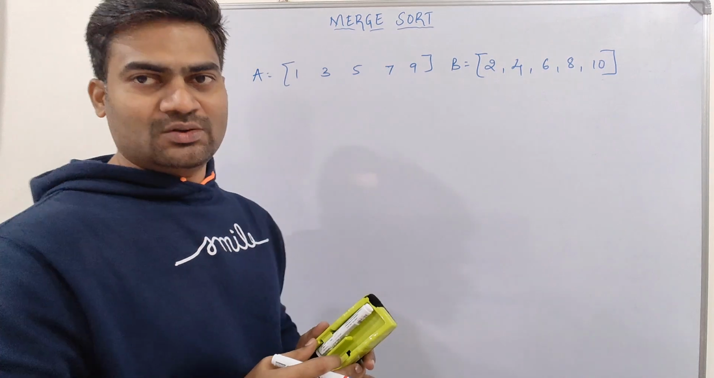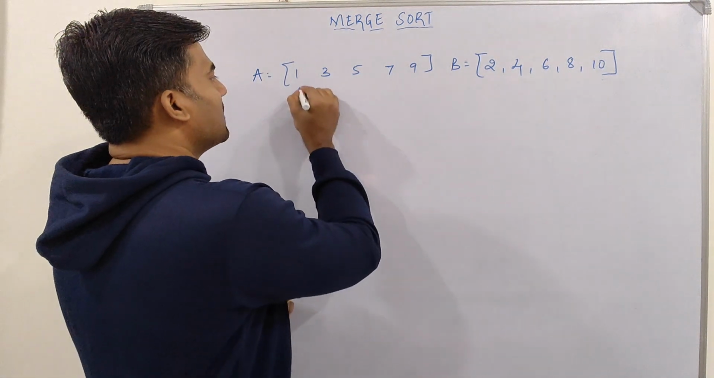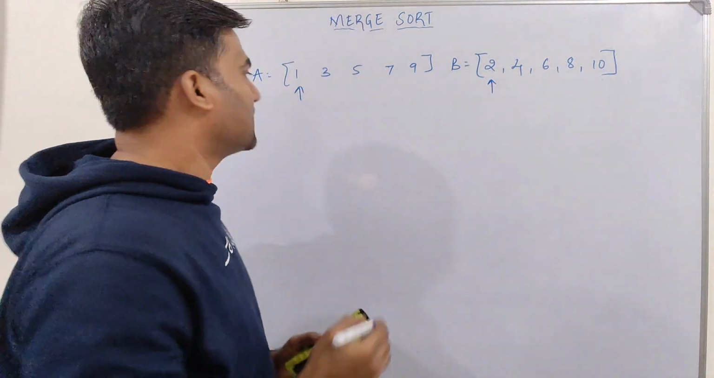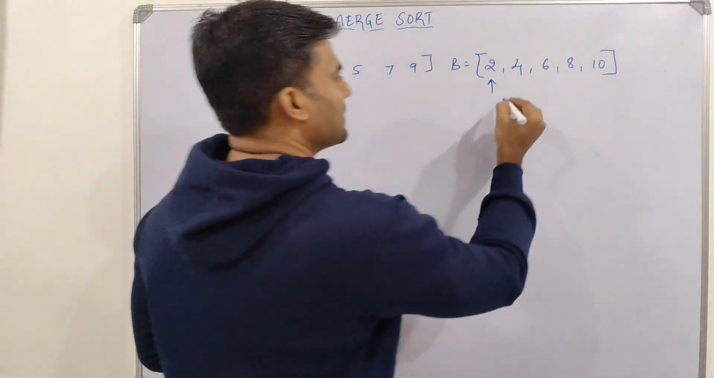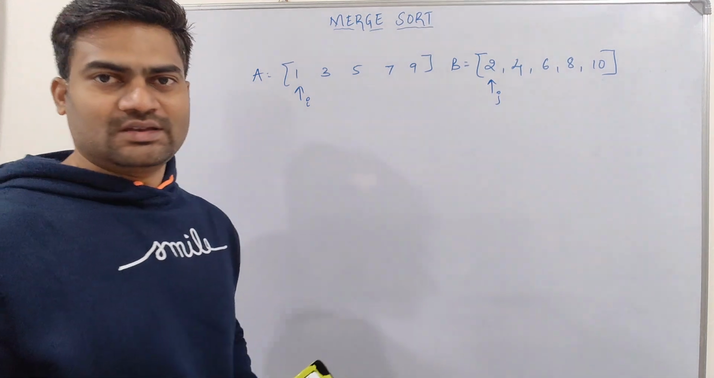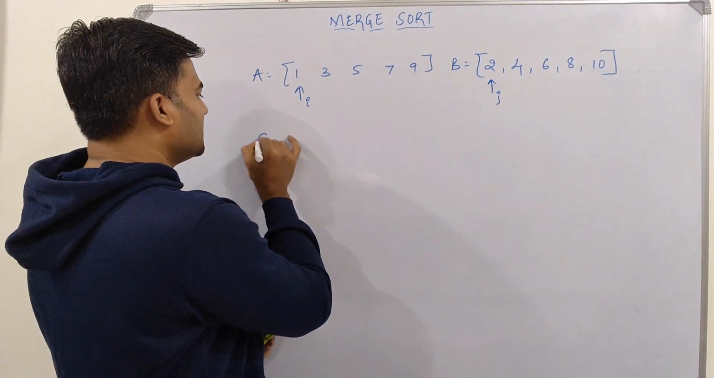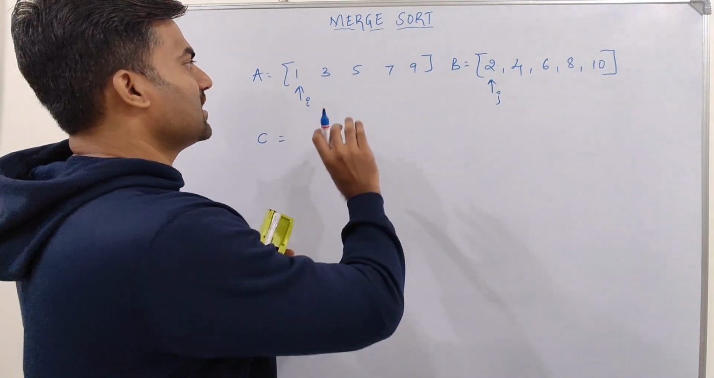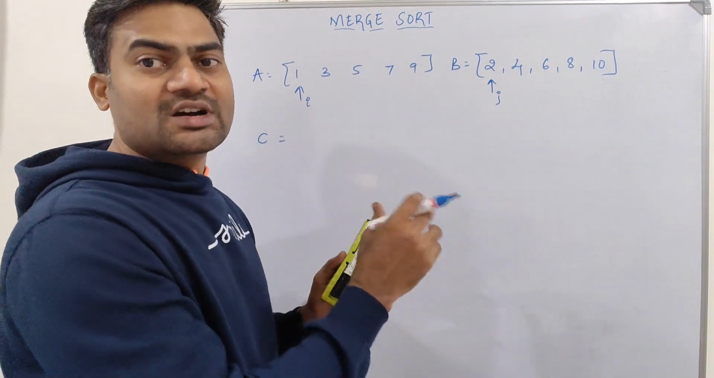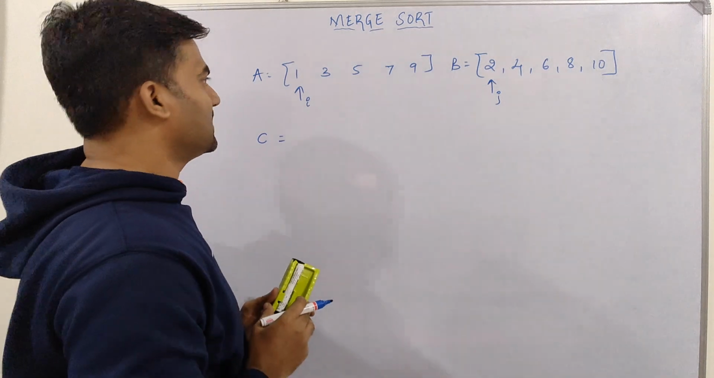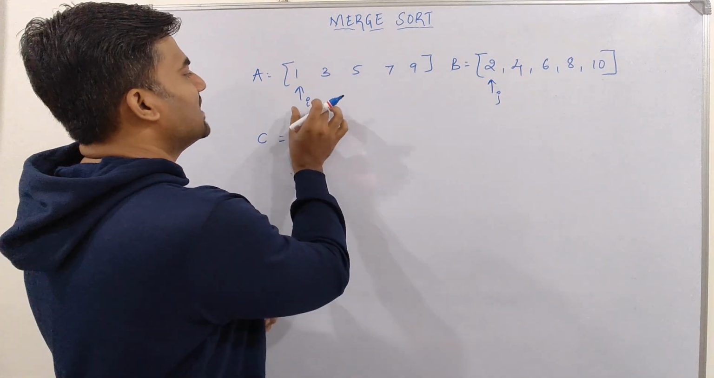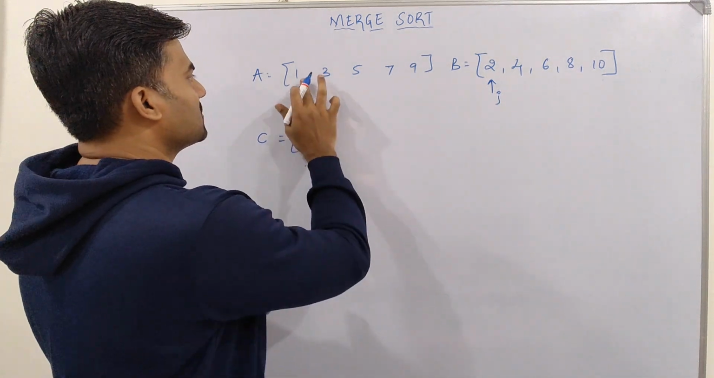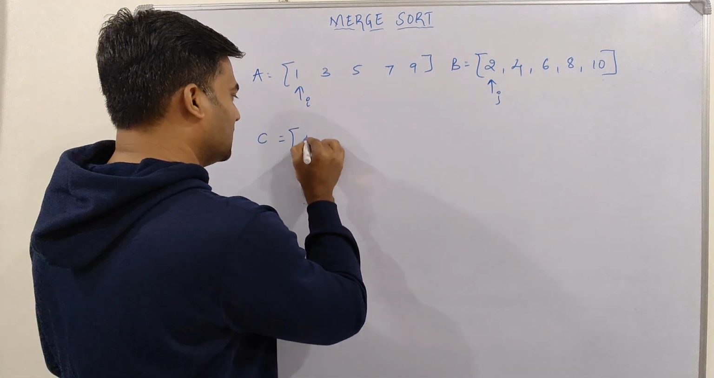For that, I will place a pointer on both the arrays at the start of the elements. Let us call them I and J. I also take another array C, which stores my combined merged sorted array. Now I will check these two. Out of these two, which one is smaller? One is smaller, so I'll pick one.